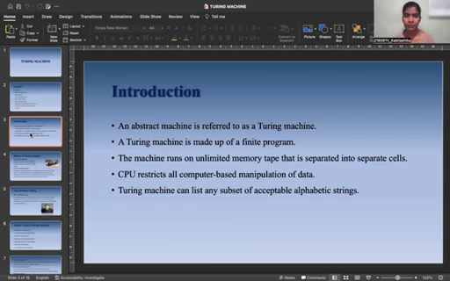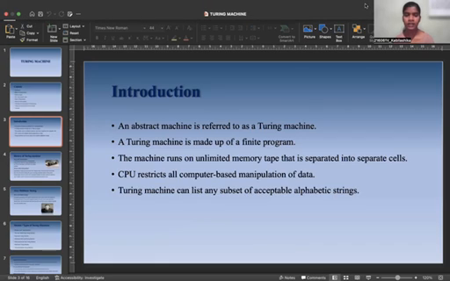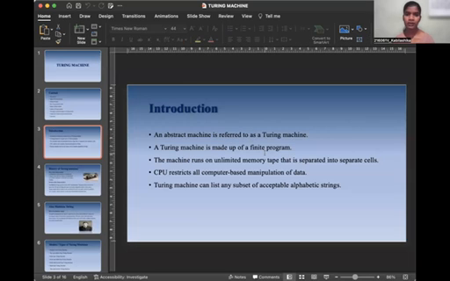Any one of a finite number of states is possible for the finite control. Any process that can be computed by a machine is claimed by Turing. The Turing machine concept has established itself as being important to the advancement of data processing science during the past few decades. The machine runs on an unlimited memory tape that is separated into separate cells. Each of these cells can retain only one symbol chosen from the limited range of symbols known as the alphabet of the machine.